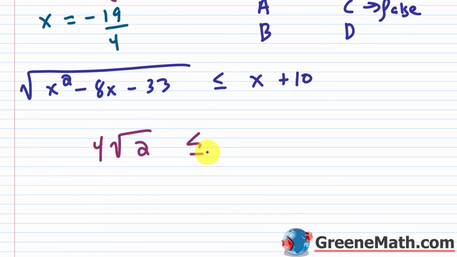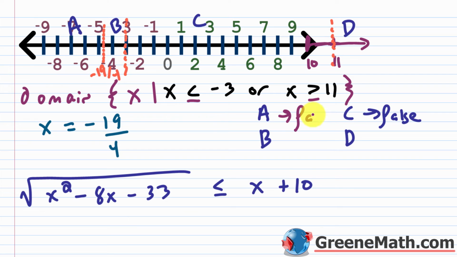So this is less than or equal to, over here, negative 5 plus 10, which is going to be 5. So is this a true statement or is this a false statement? Well, 4 times square root of 2, if you did that on your calculator, is about 5.66, and that is not less than 5, and it's certainly not equal to 5, so this is false. So things in region A are not going to work. So let's say that this is false.